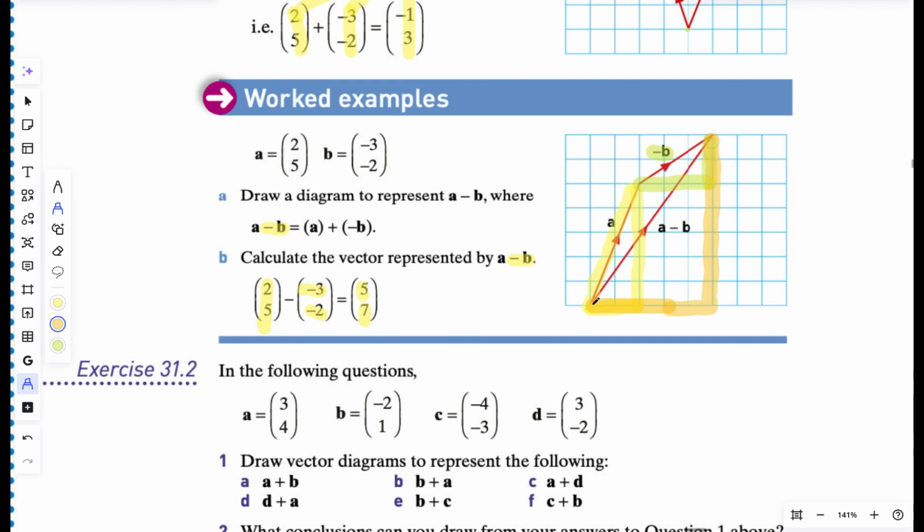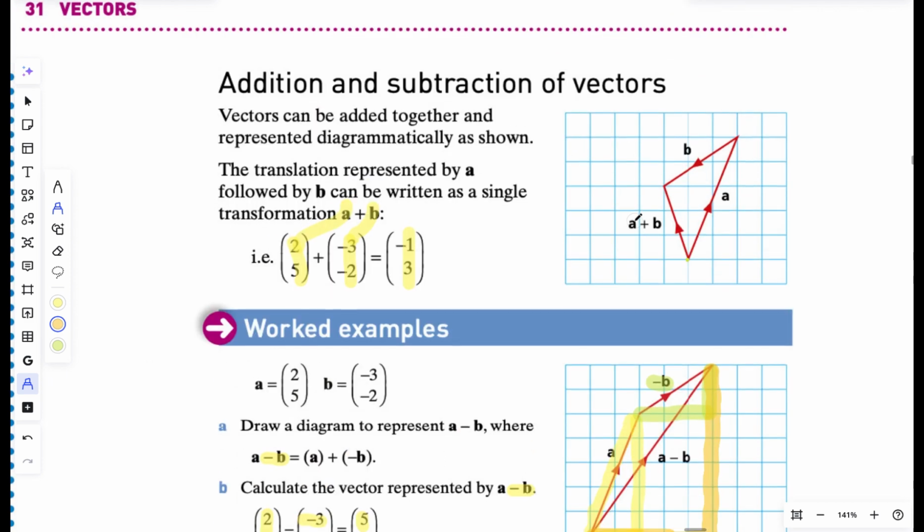So I'll start from the origin, the beginning. I'll draw an arrow to join to the end of the negative B vector we did, and we'll put an arrow. So this is for minus, negative. And the first one we did was for positive.